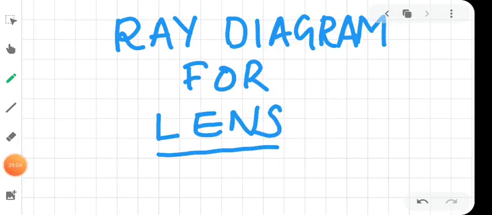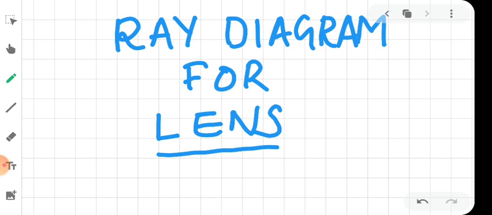Now let us study the ray diagram for lens. Ray diagram for lens is also similar to ray diagram for mirror, but there is a difference in phenomena, and that phenomena in the first case was reflection, and in this case it is refraction. So light should go through the lens, whereas in the case of mirror, the light ray had to bounce back, reflect back. So let me just go into the details.